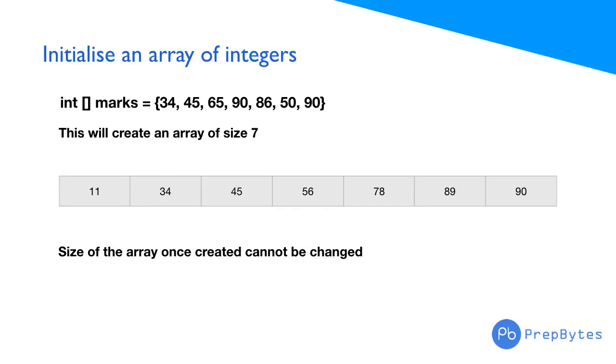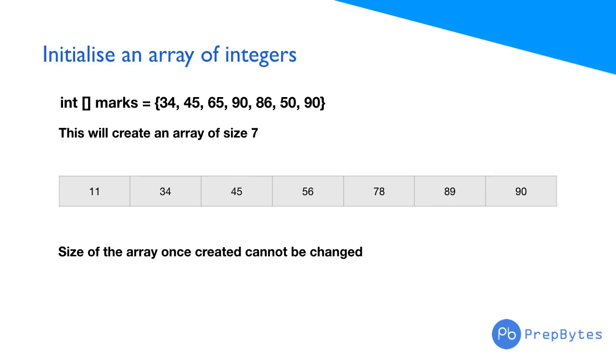There are various things that are happening here. Number one, we are creating an array of size 7. If you directly initialize an array of integers, you don't have to do that new int thing. You can, but when you directly write int marks equal to this initialization, this will create an array of size 7, and automatically the array will get the values. So this is how the array will be created, and the size of the array once created cannot be changed.